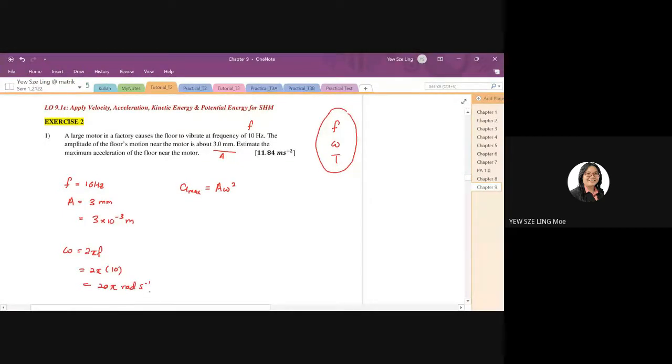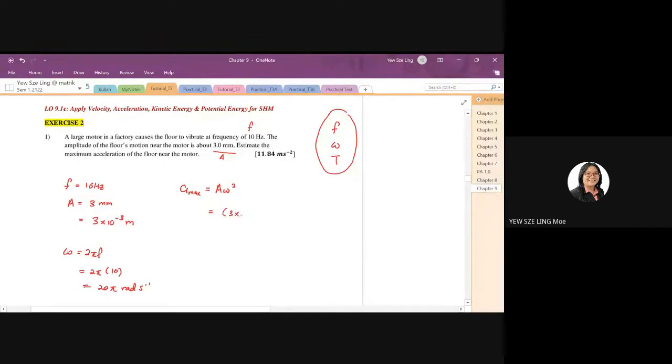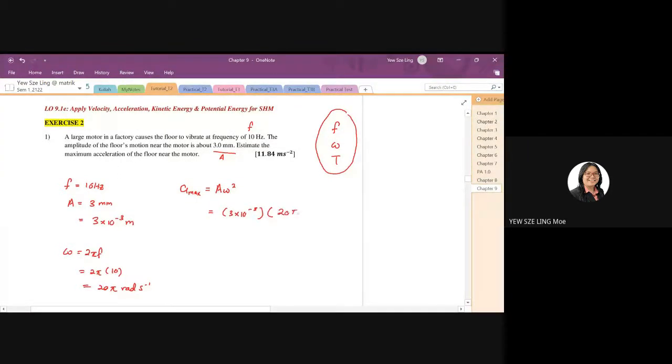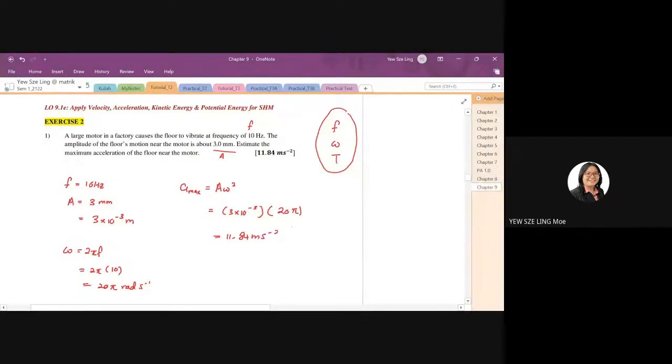So radian per second is SI unit, and A in terms of meter is SI unit. Now both of them are in SI unit, therefore we can calculate the maximum acceleration of the motor. So it is equal to 3 times 10 to the power of negative 3, times 20 pi, squared. So the final answer is 11.84 m/s squared. Okay, so that is our final answer.